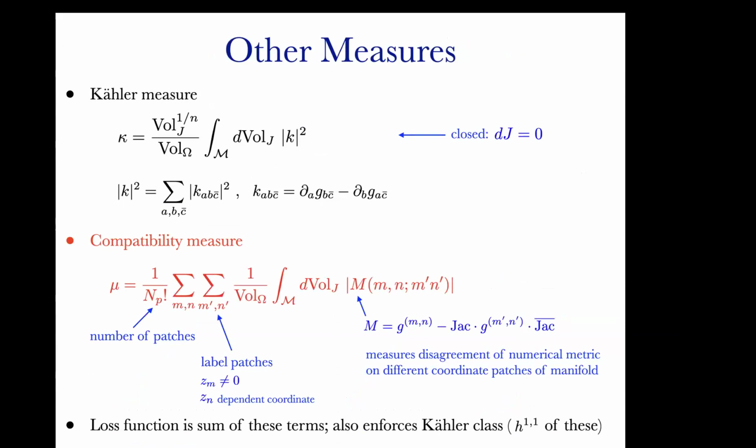You're always evaluating absolute values, so there are no sign issues. That's right. Yes, I see. So this vanishes only for the flat metric. Okay. Yeah, I was concerned about the signs.